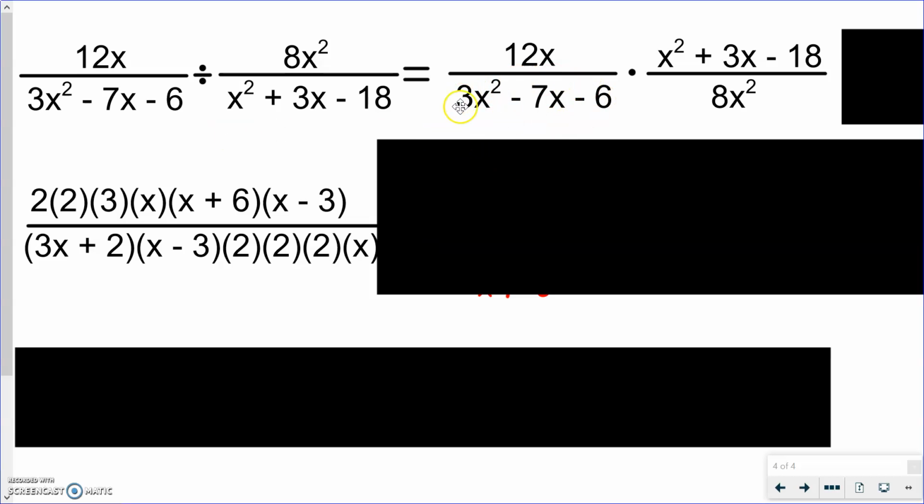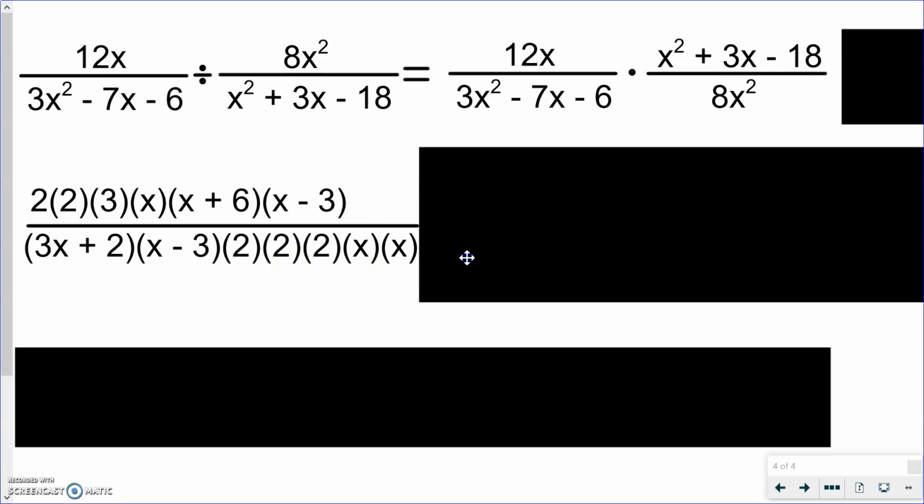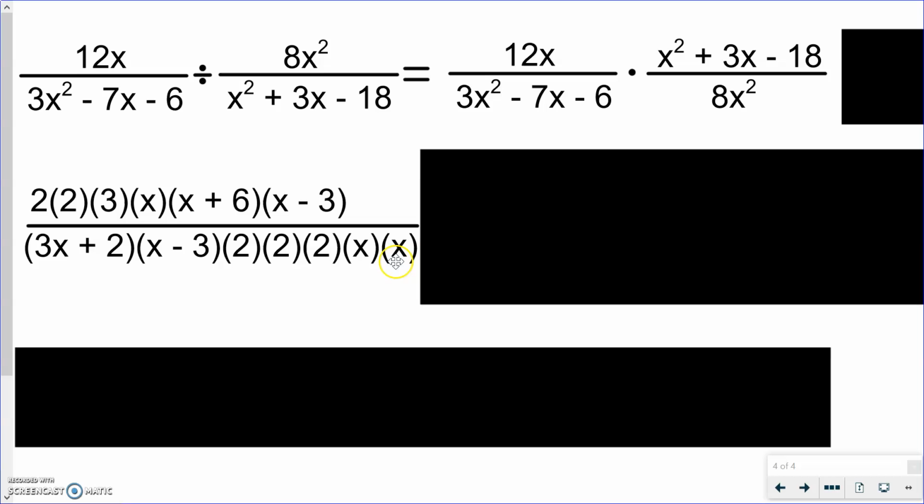Down here, this is a trinomial, no GCF, so I do guess and check. 3x, x, 2, 3, plus minus, I check the signs are good. Then 8x squared, 8 is 2 times 4, but 4 is 2 times 2, so it's 2, 2, 2, x, x. From there, I find the restrictions.